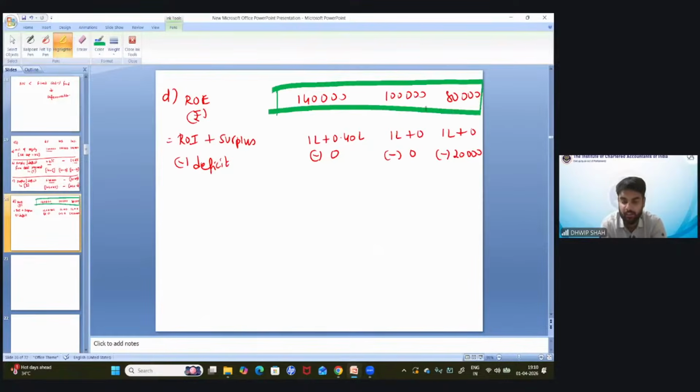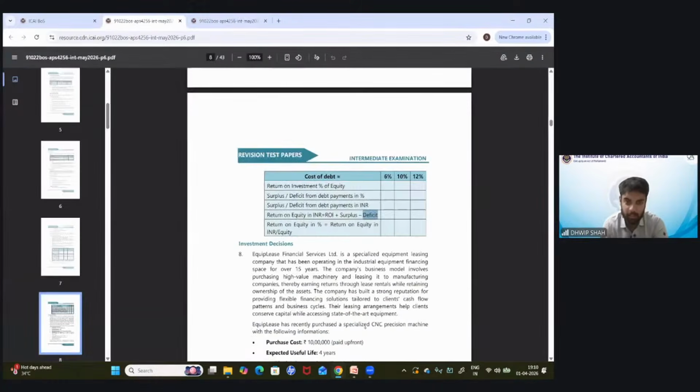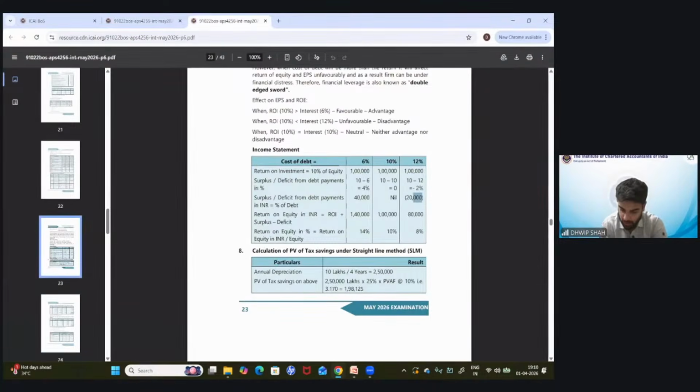मैच हो गया। 140, 1,80,000 ROE in rupees. So ROE plus surplus minus deficit, can I say it is nothing but earnings after tax in this question? Yes or no? Clear or not? See, I need response, otherwise I will not be able to catch whether you are understanding or not. And at the end, I have to presume that you have understood. So आ गया ROE 140, 1,80,000. So this is ROE in rupees.